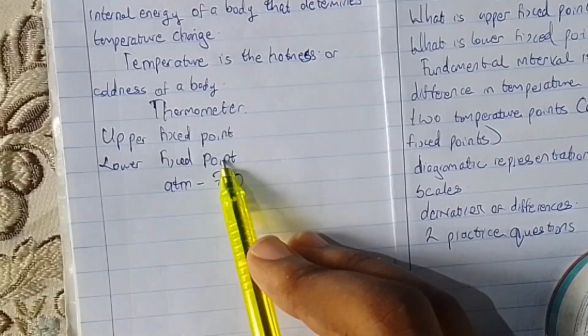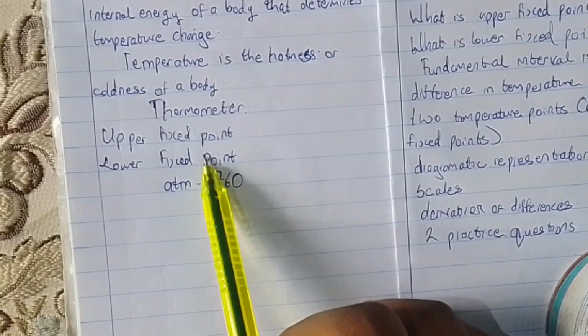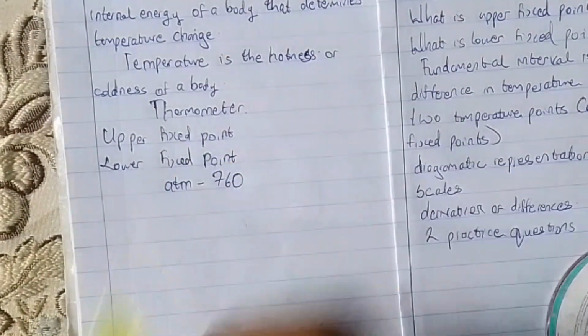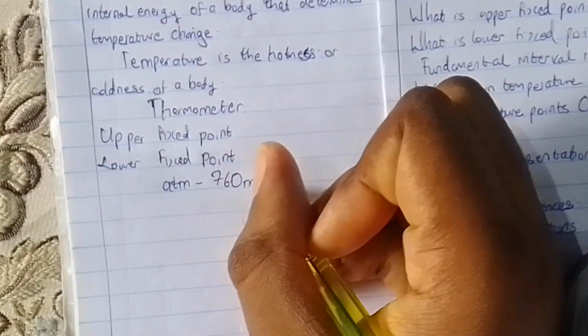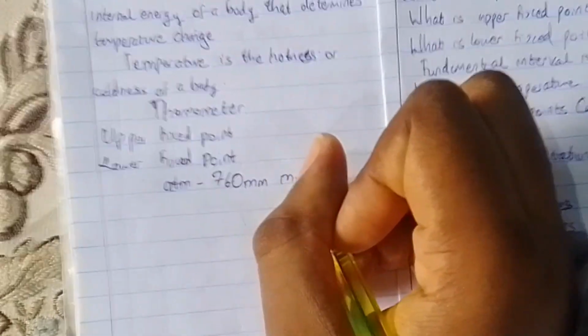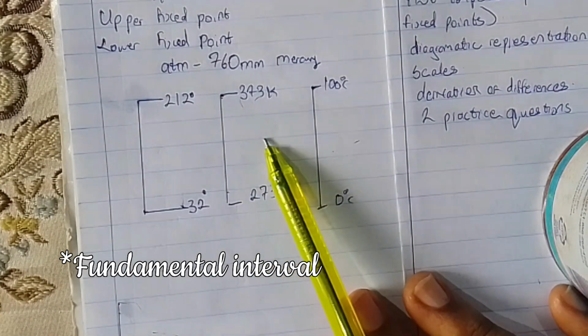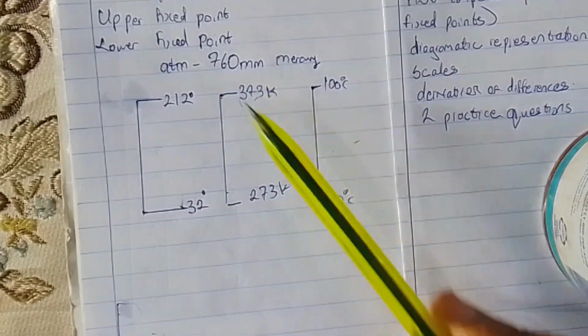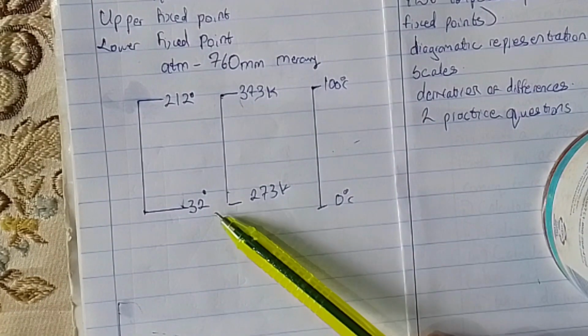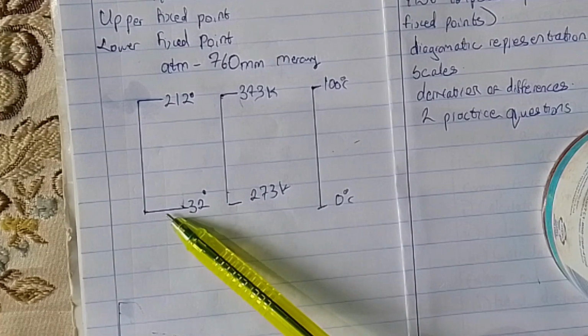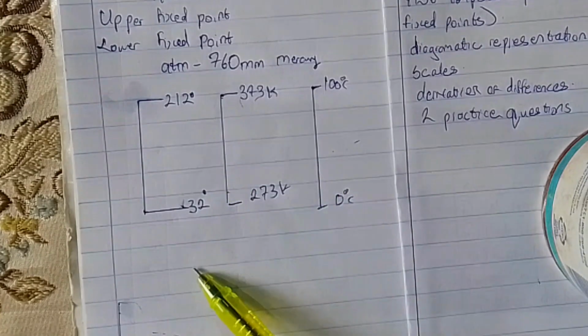Whilst the lower fixed point is the temperature on that thermometer of ice at the standard atmospheric pressure of 760 millimeters of mercury. Fundamental interval can be defined as the difference in temperatures between the upper fixed point and the lower fixed point of a thermometer. This fundamental interval is different in different scales of thermometers.